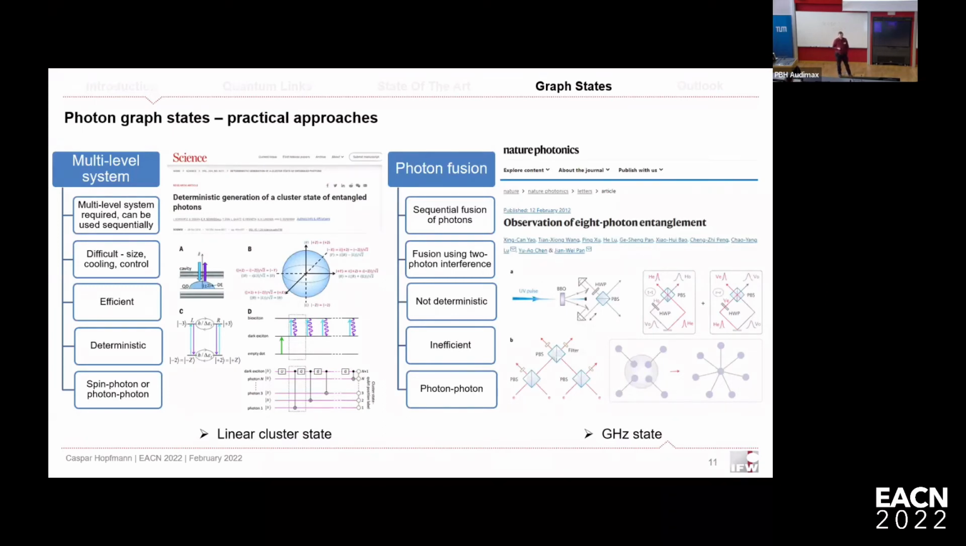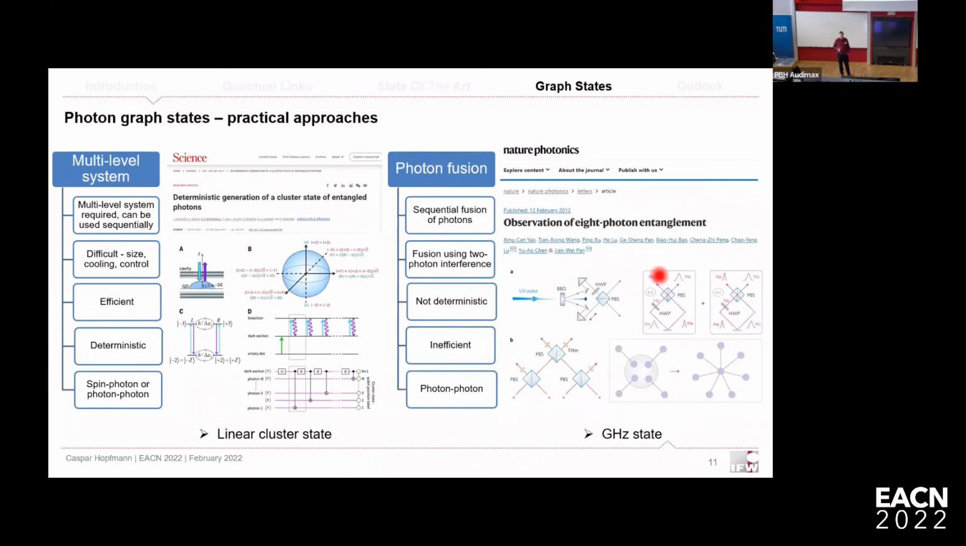There are two main approaches so far. The first is what I would summarize as multi-level systems. We have a multi-level quantum system, and by using a clever way of manipulating the excitations in these levels, we can, for example, produce a linear cluster state. This is what David Kashoni has done in Israel quite successfully a couple of years ago, and I think it's definitely one of the most impressive works on this topic. And then, of course, there is what Jian-Wei Pan has been working on for a long time.